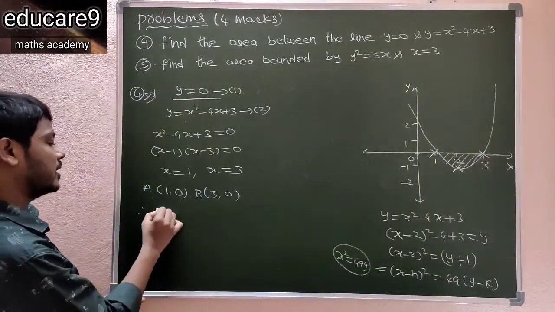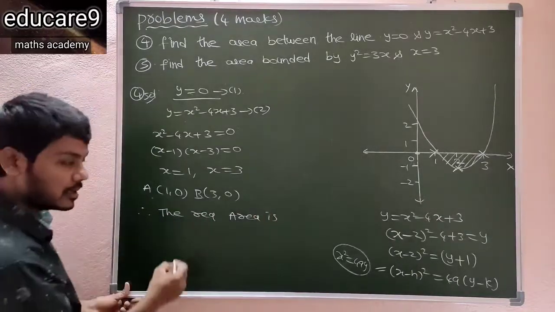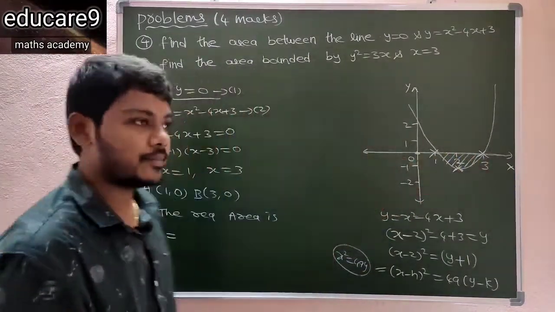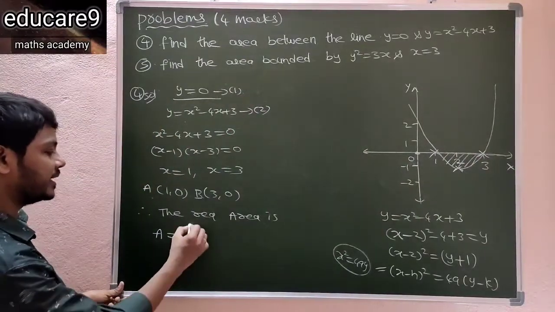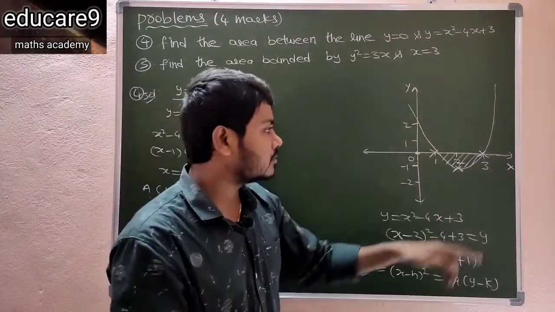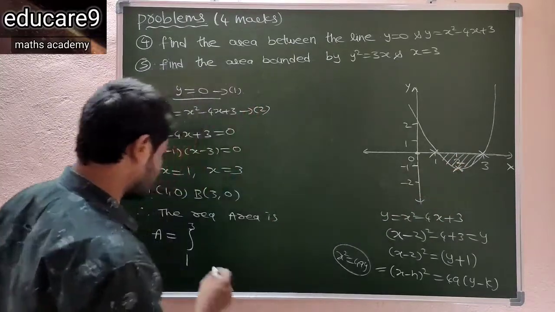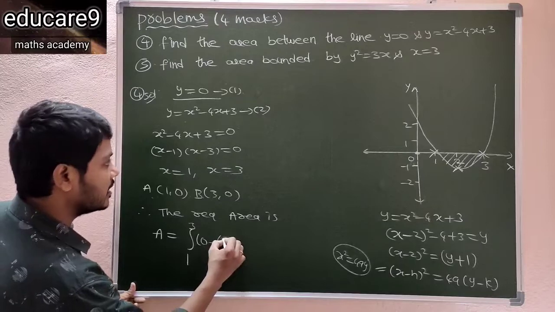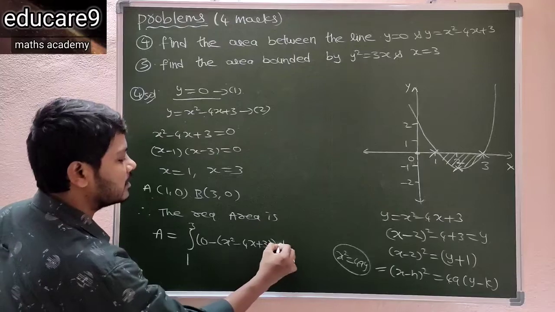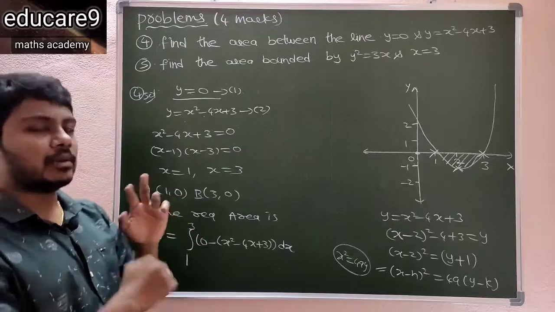So therefore the required area is A equals, so here integral 1 to 3. So take the x coordinates, integral 1 to 3. So we have to integrate with respect to x. So what is the upper curve here? So this one is upper and this one is the lower. So write 0 minus this. So 0 minus which one? This one. x square minus 4x plus 3 dx. So because the graph lies below the x-axis, you have to write minus.